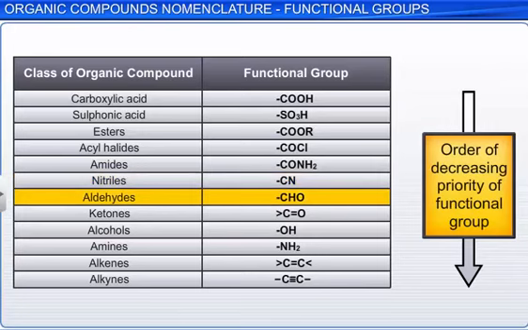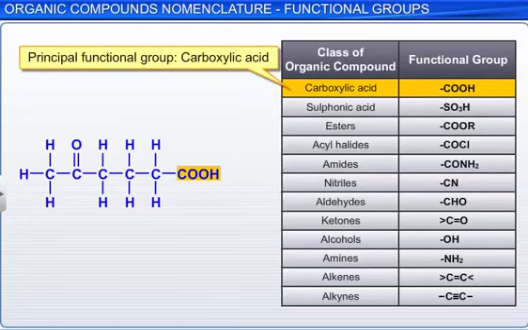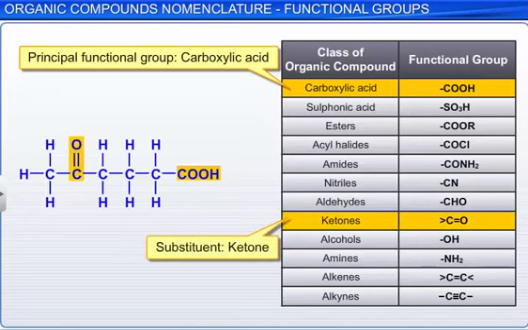aldehydes, ketones, alcohols, amines, alkenes, and alkynes. In the given compound, carboxylic acid will be the principal functional group, as it has higher priority than the ketone functional group.